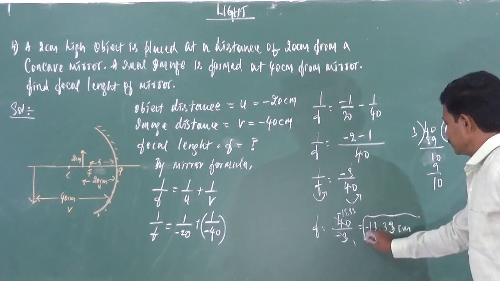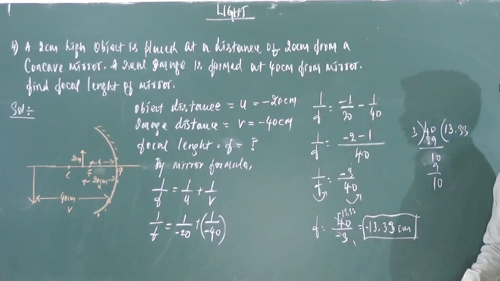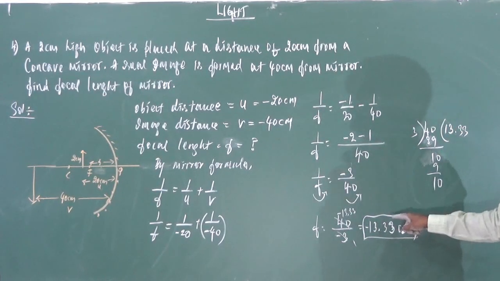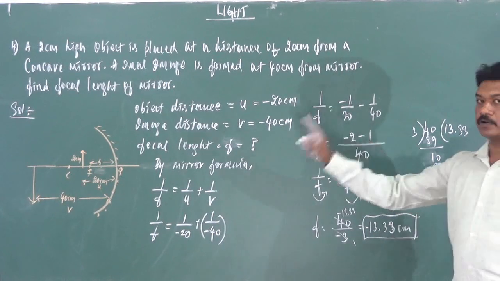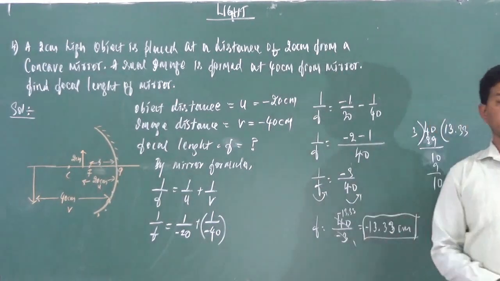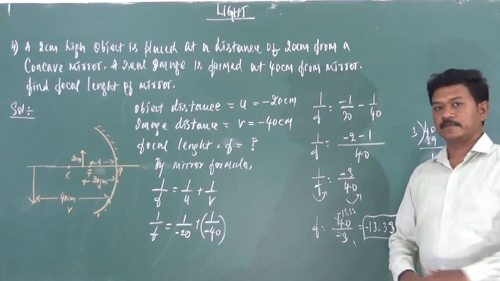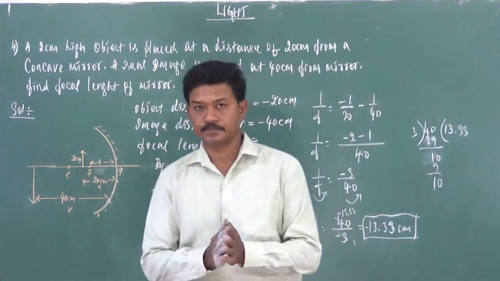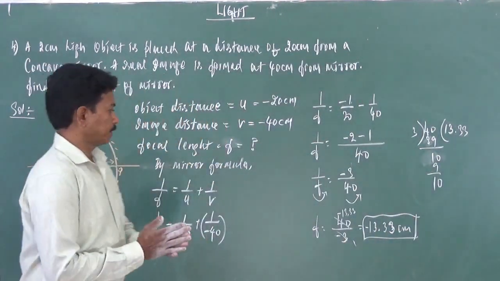So you can see here the value we have got is negative. Why did we get the negative sign? Because the focal length of a concave mirror is always negative. Right. So by this I would like to conclude.